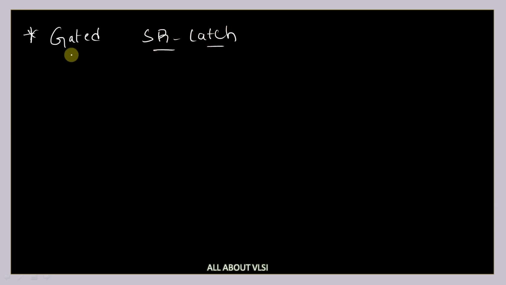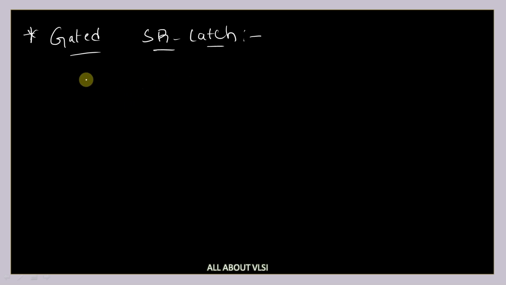So how is your gated SR latch going to look? It is going to have one control signal, let's say enable. Whenever your enable signal is high, then only your latch will work, or else your latch will not work and it will hold the previous state itself. So let me draw the gated SR active high latch.